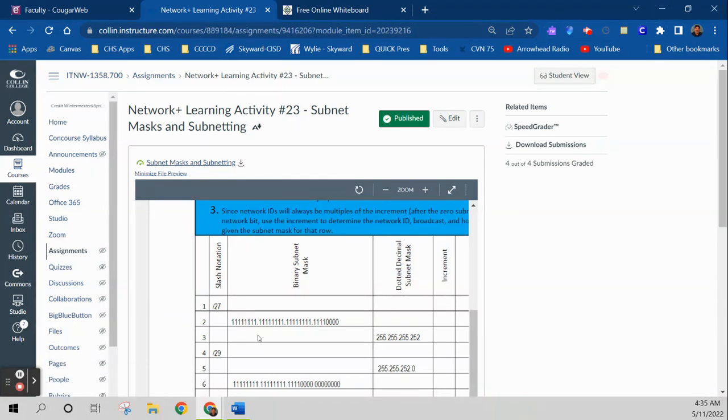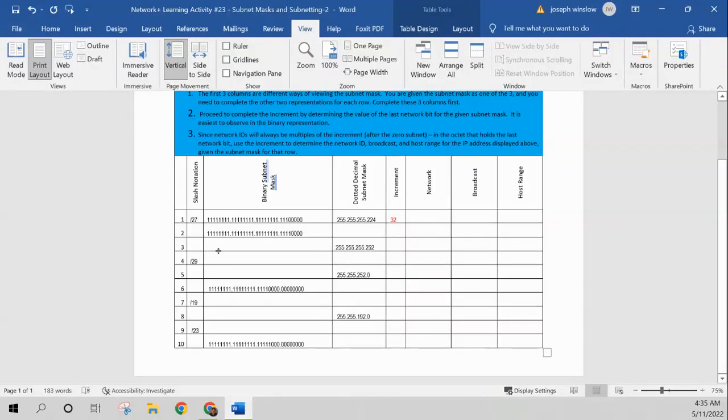Okay, so we borrowed 4. So what does that mean? Well, that means that we're going to add 4 to 24. Because we borrowed 4 right here, it's one more than the one before it. So if that's true, then we got to do a slash 28. So we added 4 to 24. That's 28.